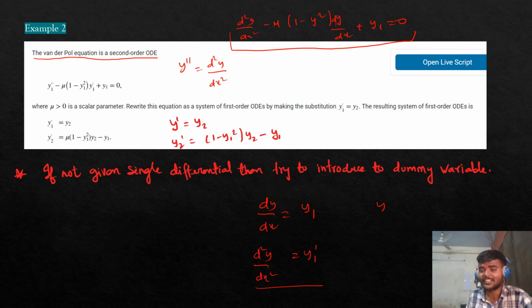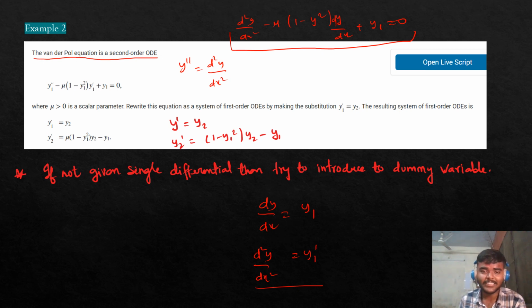Otherwise I have to write y double dash. So we don't have to write y double dash. In ODE45 you have to write like this only, one single dash only. So I have introduced one variable y1, and then d²y over dx² will be written as y1 dash. Here you can also see how we have solved it.